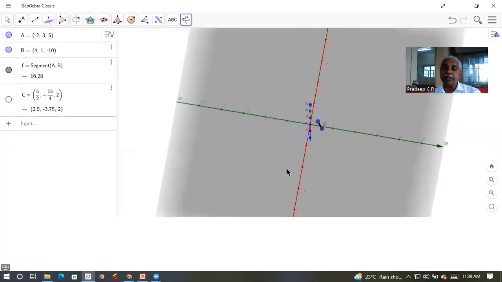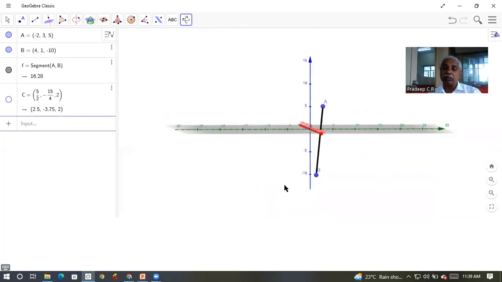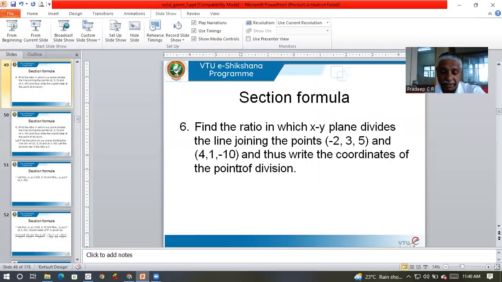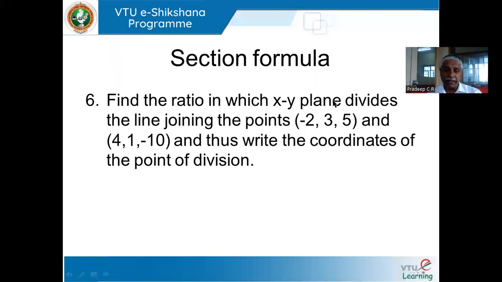See, this is the line AB. You can see the picture. Now, I don't know that point, I have to find it. What ratio does this point break AB into? That is the question. So let us see how to go about solving this problem. Find the ratio in which the XY plane divides the line joining points minus 2, 3, 5 and 4, 1, minus 10, and write the coordinates of the point of division. You have to even write the coordinates of that point.